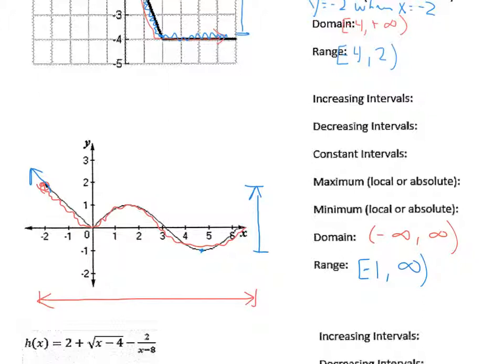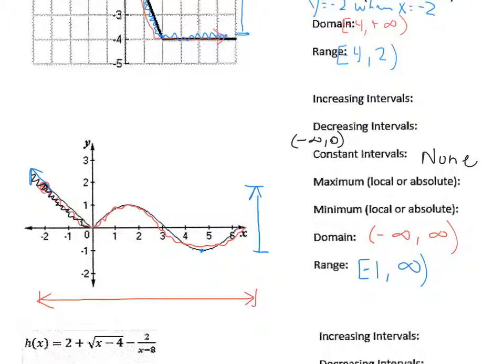Next, we're going to look at increasing, decreasing, and constant intervals. I don't see any values where it's constant, so I'm just going to write in none. I generally work from left to right, so from negative infinity for x to x equals 0, it is decreasing. So I'm going to say negative infinity to 0. At 0 it's changing, so I'm going to use parentheses.